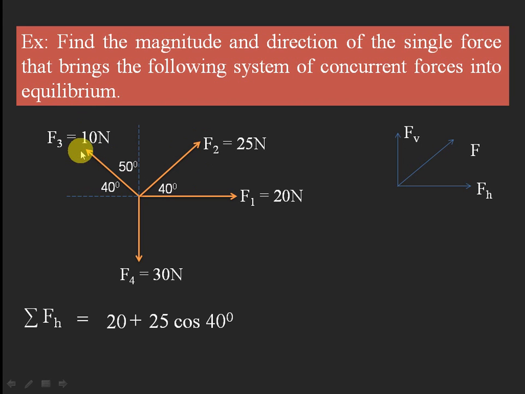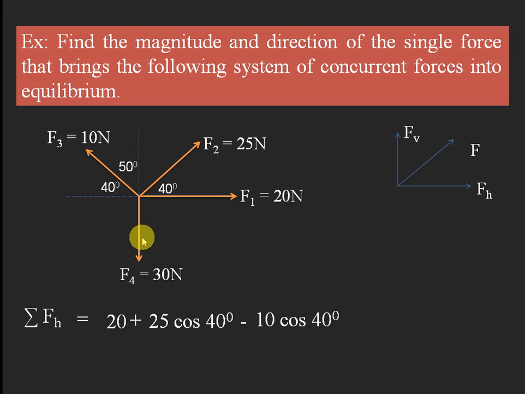Next we need to consider F3. For this F3 also we need to consider the horizontal component. Here the direction is in the negative direction of x, so that's why we need to take the negative sign. Here we are considering 40 degrees with respect to the x-axis only. So the horizontal component will be equal to F3 cos 40 degrees, so here 10 cos 40. We can consider 50 also, but I don't want to consider that. So I have considered 10 cos 40. Again, here F4 is there.